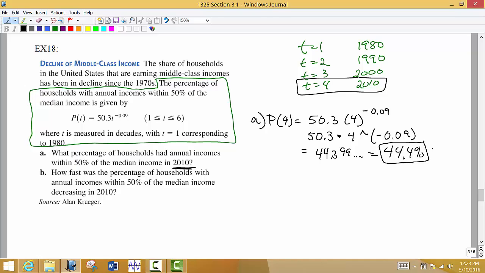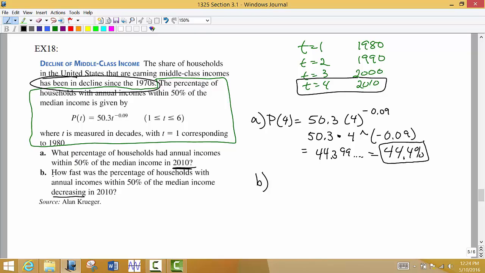All right. Part B, we're asking for how fast that percentage was changing. So what is the rate of change? And it says it's decreasing. The percentage of homes that are middle class, it says here that it's been in decline since the 1970s. So less and less people are considered to be middle class. But how fast it is changing is what we want to know.